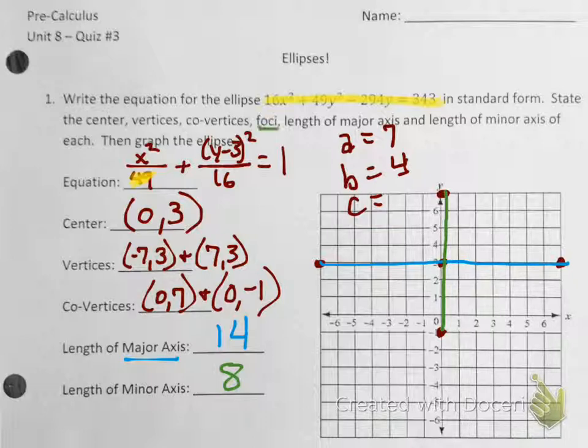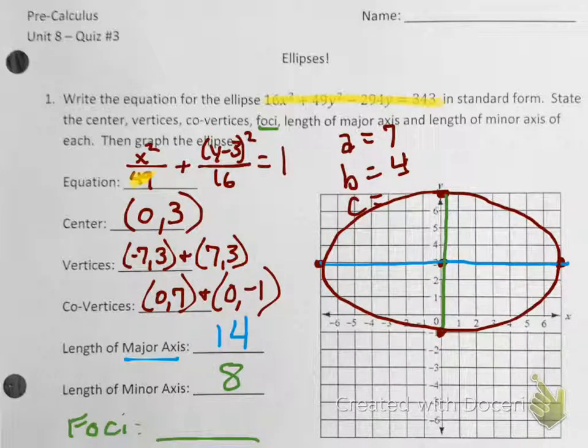Actually, the directions do say focus. Let's go ahead and find our focus points. We'll write that in. Okay, our focus points are C units away from our center going along our major axis. I'm going to go ahead and just kind of sketch in our ellipse.